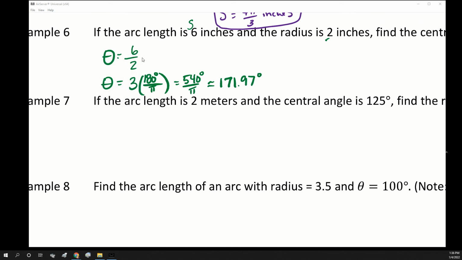Now, I'm fine with you leaving it as 540 degrees over pi. Like in the answer key, I think I put both of them. So you don't have to change it. Sometimes the calculator makes you make a mistake. So you can leave it the other way if you want to.